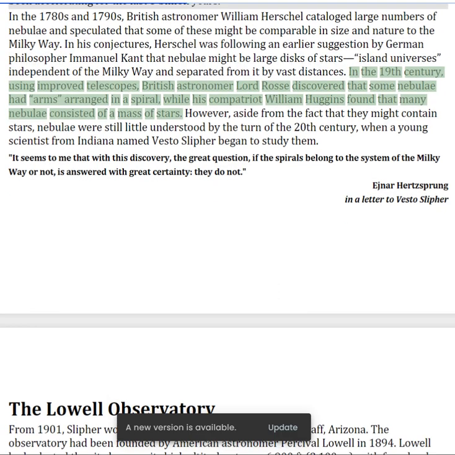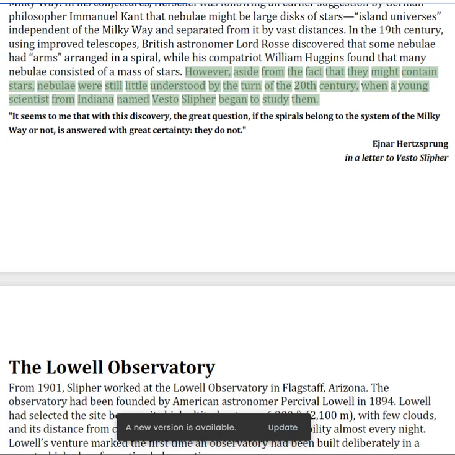In the 19th century, using improved telescopes, British astronomer Lord Rosse discovered that some nebulae had arms arranged in a spiral, while his compatriot William Huggins found that many nebulae consisted of a mass of stars. However, aside from the fact that they might contain stars, nebulae were still little understood by the turn of the 20th century, when a young scientist from Indiana named Vesto Slipher began to study them.